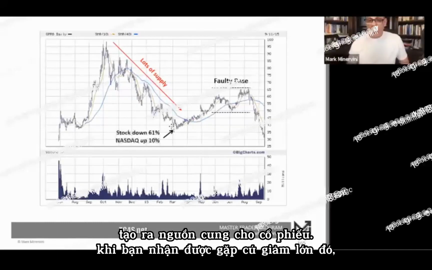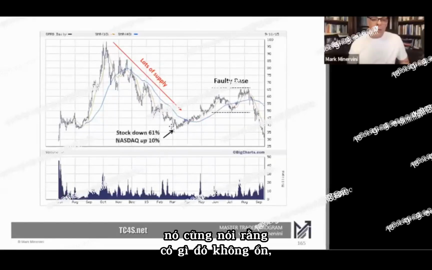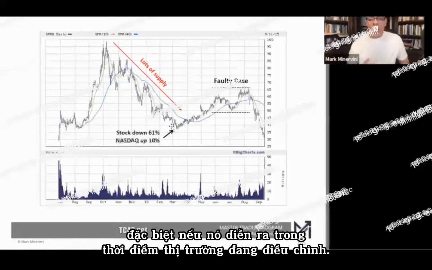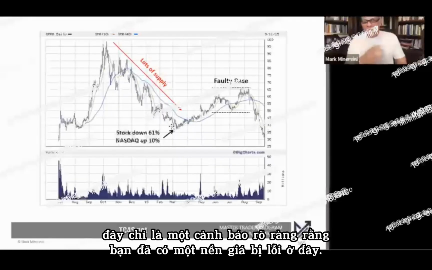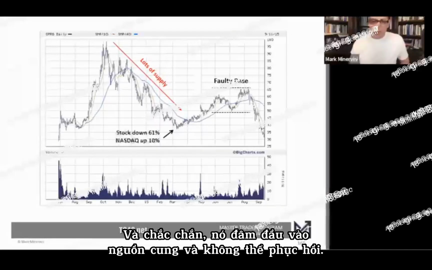So when you get that big decline, it's also saying that something's wrong, especially if it's happening at a time where the market isn't correcting. This is just a clear warning that you've got a faulty base here. And sure enough, it runs right into supply once again and can't rally.